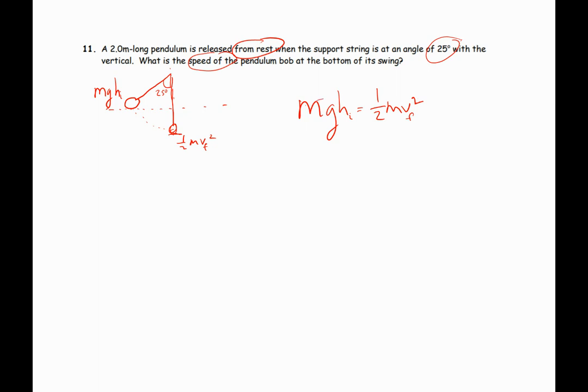So I know that my masses are going to end up canceling, and I want to figure out what my velocity is. My velocity is the square root of 2 times g, which is 9.8 meters per second squared, times my h. But my problem is I don't know what my h is. So how do I figure that out? Well, I know that this is 2.0 meters.